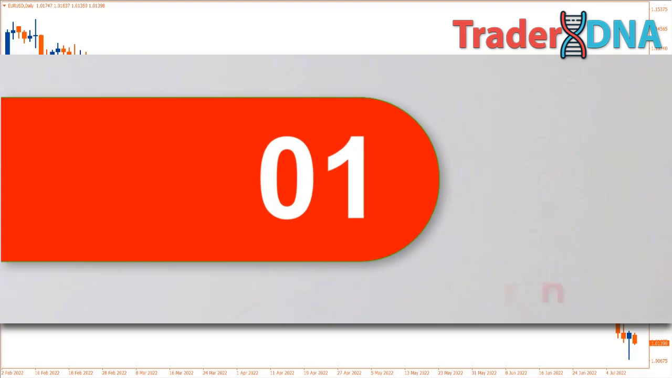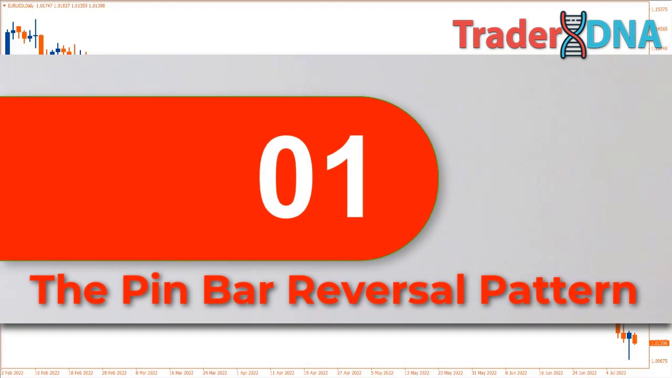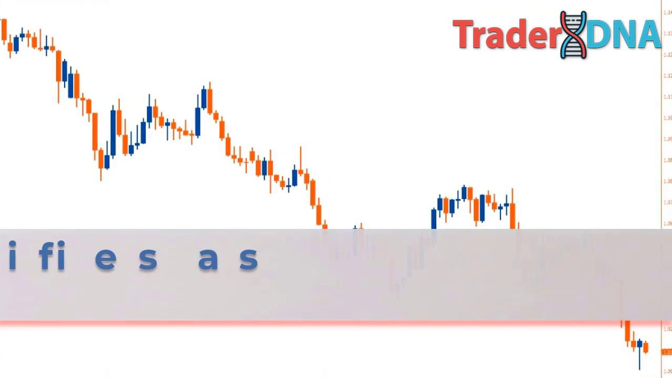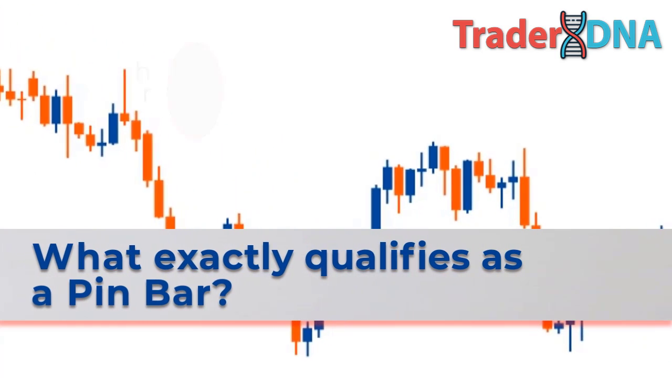Number 1. The pin bar reversal pattern. Let's begin with my favorite candlestick, called a pin bar. Like most formations, these can form as either a bullish or bearish signal. So what exactly qualifies as a pin bar?